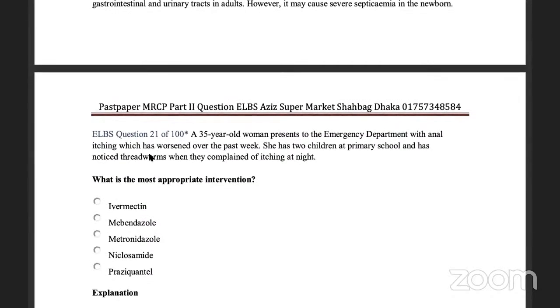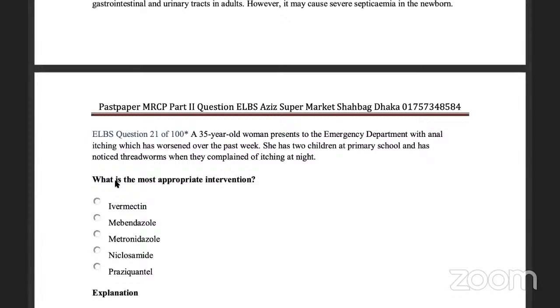October 2021, we will start. What is the most appropriate intervention? A 35-year-old woman presents to the emergency department with anal itching, which has worsened over the past week, and she has two children at primary school and has noticed threadworm when they complained of itching at night. So what is the most appropriate intervention?